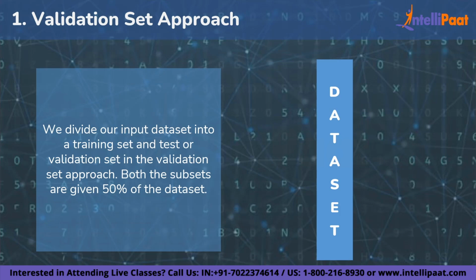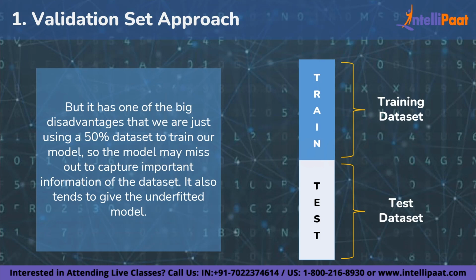So in this method, we divide our input data set into training and test data sets, where both subsets are given 50% of the data set. And then we perform training on 50% of the given data set and the rest 50% is used for testing purpose. But here, the major drawback of this method is that we perform training on only 50% of the data set, and it may be possible that the remaining 50% of the data contains some important information that we are leaving out while training our model.